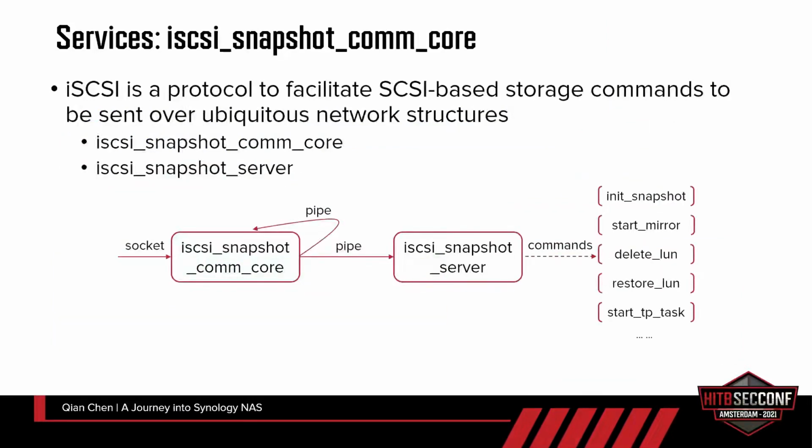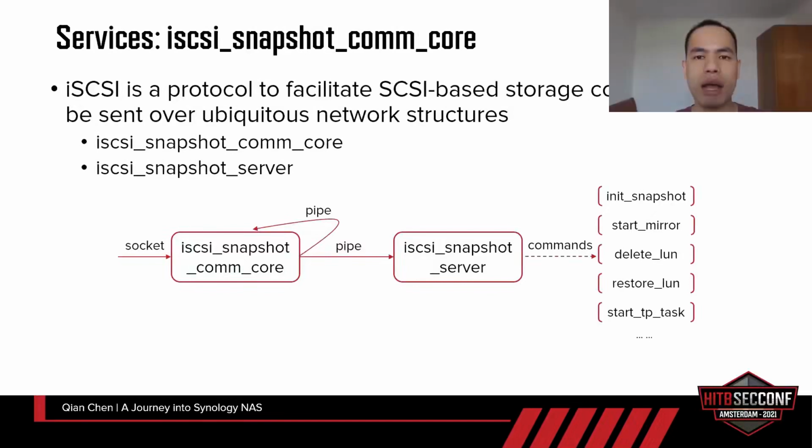Next, let's take a look at the service iscsi_core. iSCSI is a protocol to facilitate SCSI-based storage commands to be sent over ubiquitous network structures. Two related processes are iscsi_core and iscsi_server. The communication between them is outlined as follows.